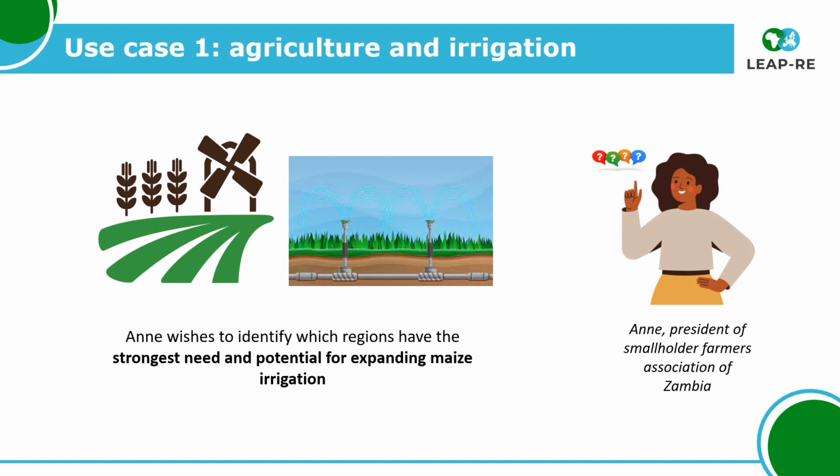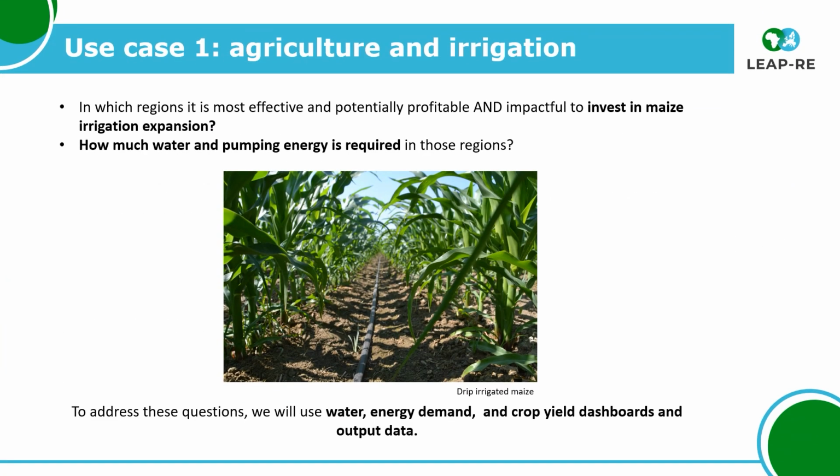Our first use case concerns Anne, who is the president of the Smallholder Farmers Association of Zambia. In particular, Anne wishes to identify which regions in her country have the strongest need and potential for expanding maize irrigation. To achieve this goal, she is asking herself in which region it is most effective and potentially profitable and also impactful to invest in maize irrigation expansion. And relatedly, how much water and pumping energy is required in those regions to achieve these expansions.